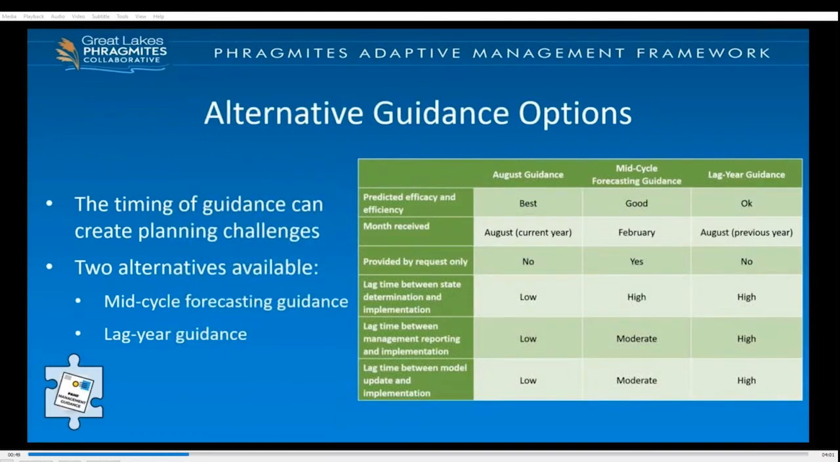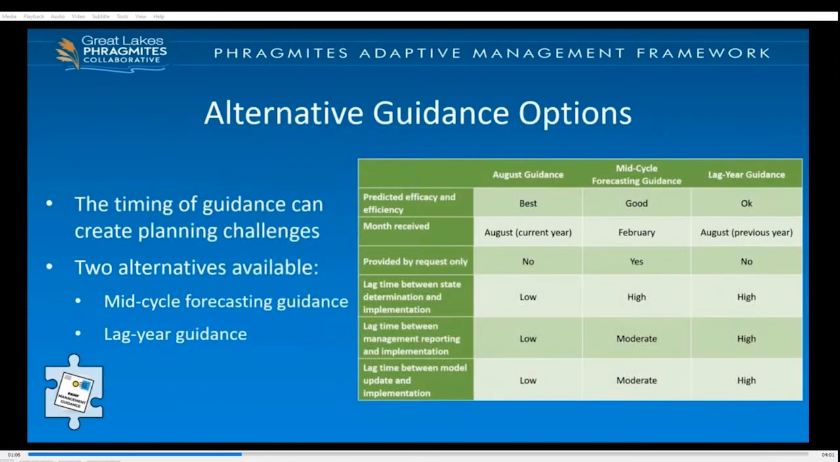While we're pleased to be able to offer these additional options, it is important to note that not all guidance is created equal. PAMF August guidance is based on the most up-to-date understanding of Phragmites management outcomes at the beginning of the subsequent cycle. This is the best option and should be implemented whenever possible.